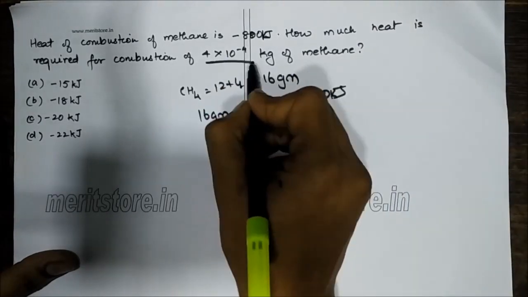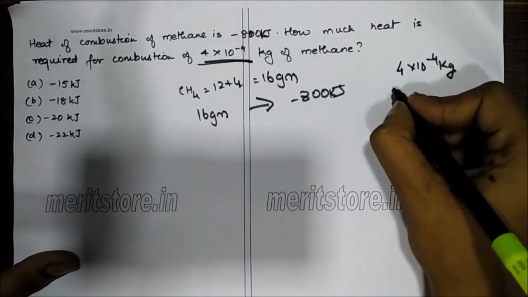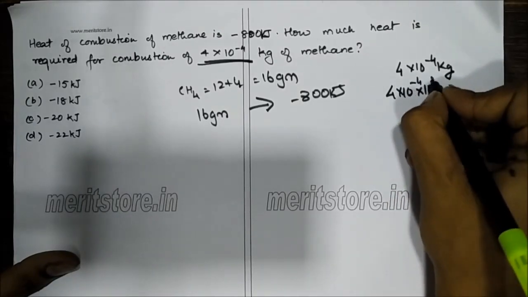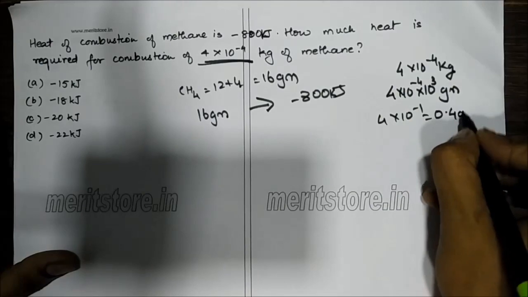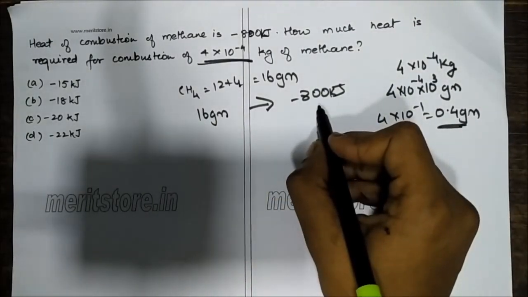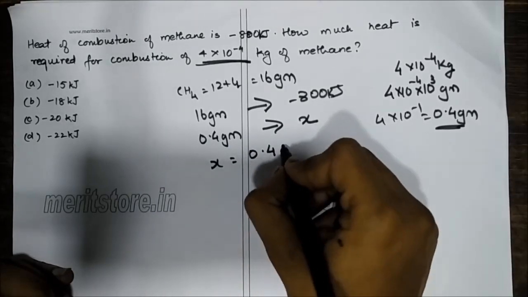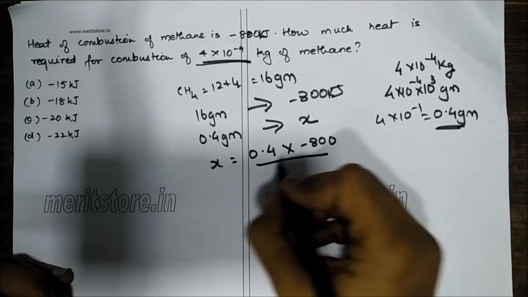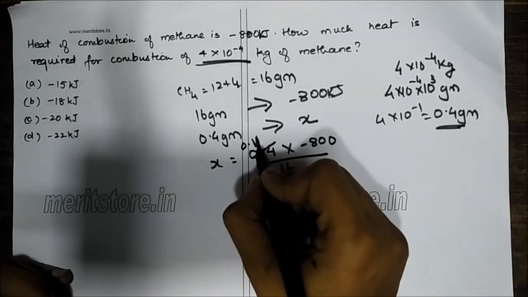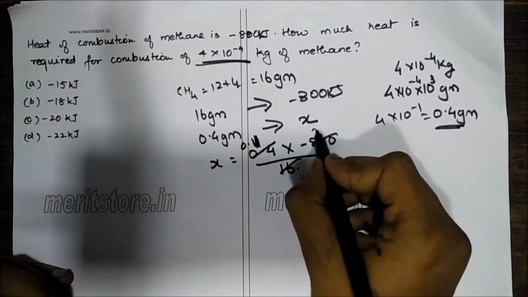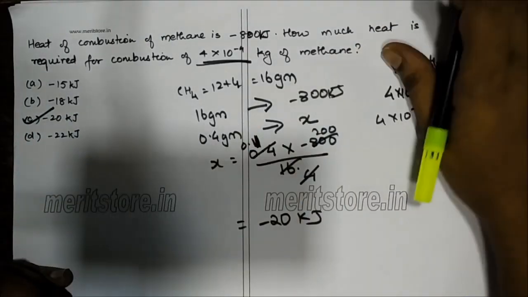We want to know the energy for 4 into 10 raised to minus 4 kg. Now I want to convert this into grams. So 10 raised to minus 4 into 10 raised to 3 grams, since 1 kilogram is 1000 grams. So this becomes 4 into 10 raised to minus 1, which means 0.4 grams. So if 16 grams evolves minus 800 kilojoules of energy, then 0.4 grams would evolve X amount of energy. So X is 0.4 into minus 800 upon 16. So this becomes 0.1 into 800, which is minus 20 kilojoules of energy. So my correct option is C. Next.